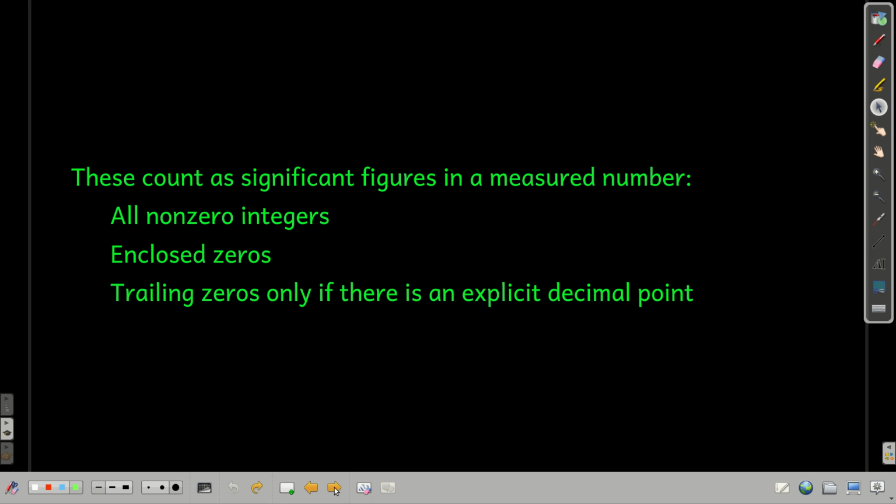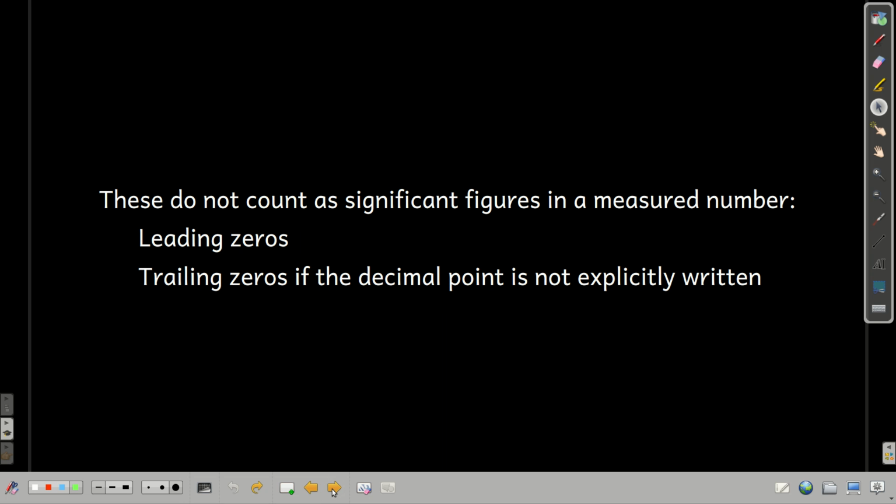What's a trailing zero? A trailing zero is a zero at the end, on the right-hand side of the number, with no non-zero digits to its right. Now, what doesn't count? When you're looking at a number that came from a measurement, any leading zeros do not count. What is a leading zero? It's a zero on the left-hand side of the number, with no non-zero digits to its left anywhere. And a trailing zero, if the decimal point is not shown explicitly, does not count. Again, trailing zeros are zeros on the right-hand side of the number that do not have any non-zero digits to the right.